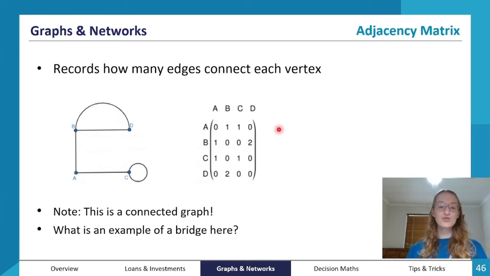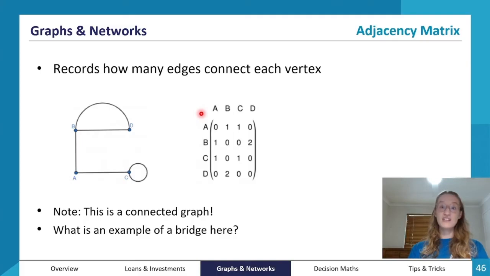Some interesting things that I'll draw your attention to here is the connections between B and D. Connections between B and D is represented here and here. You can see that it's 2, and that indicates again that we have our multiple edges there. You can also see that C connected to C has 1 because this is a loop there. So there is one connection between C and C, whereas none of our other vertices have a loop.